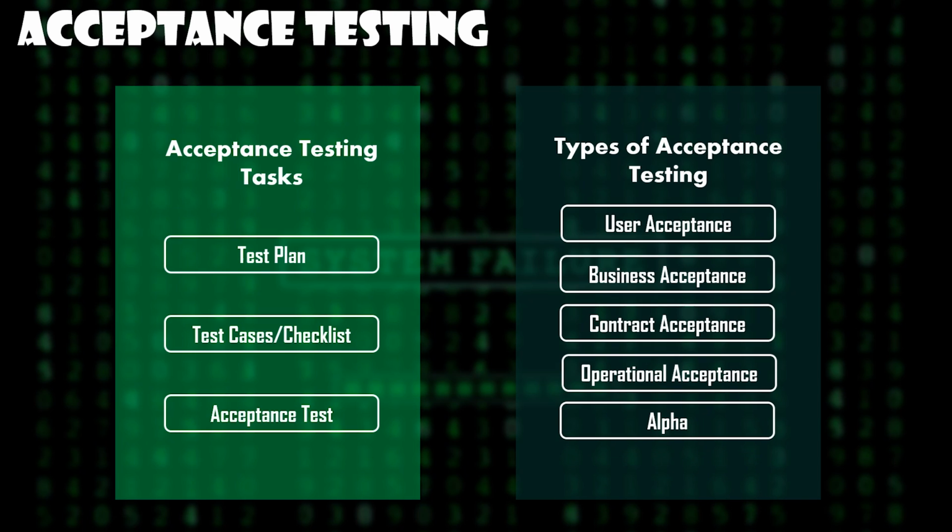Then we have alpha testing. Now, this is to assess the product in the development or testing environment by a specialized testers team, usually called the alpha testers. And finally, we have beta testing. Now, this is to assess the product by exposing it to the real end users, usually called the beta testers or beta users, in their environment. Now, these were some of the functional testing types.